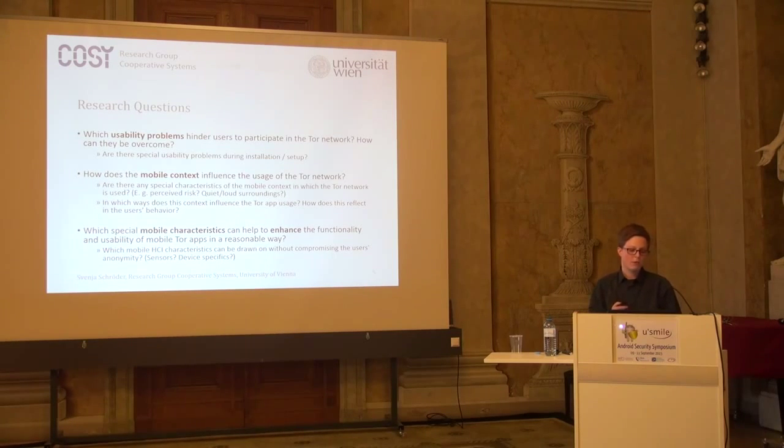Then I want to have a look at which special mobile characteristics can help to enhance the functionality and usability of mobile Tor apps in a reasonable way, with an emphasis on reasonable way, because of course I could track how fast the user is walking, and maybe it's a risky situation, but you don't want your anonymity app to know a lot about you, so okay. So this should, of course, be done without compromising the user's anonymity and security.